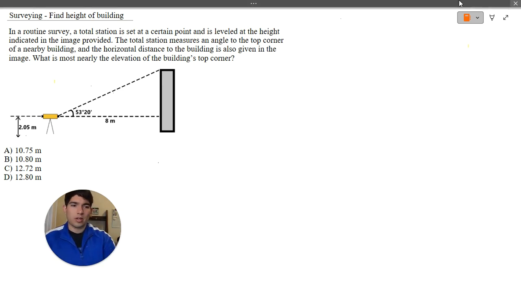So here's what we're going to do. Basically, we're going to use trigonometry to find the height. So in this case, we want to find the height h. I'll go ahead and label that for us right here.